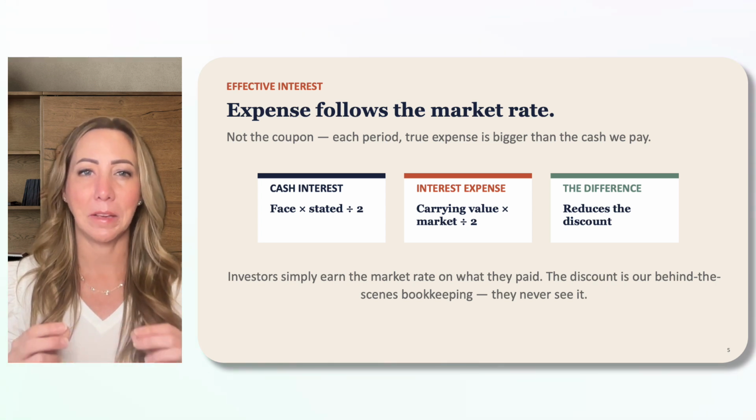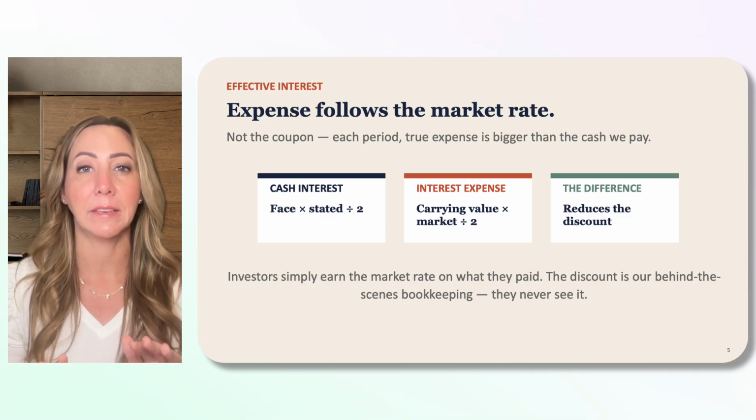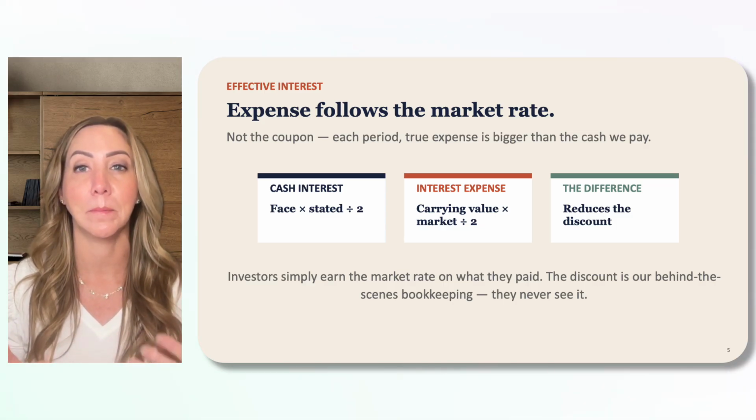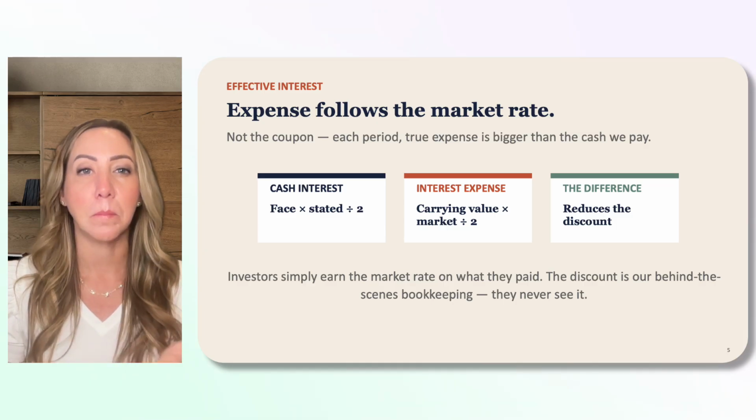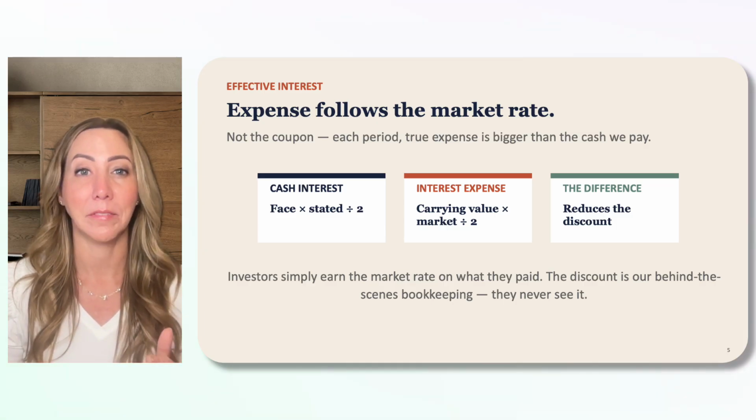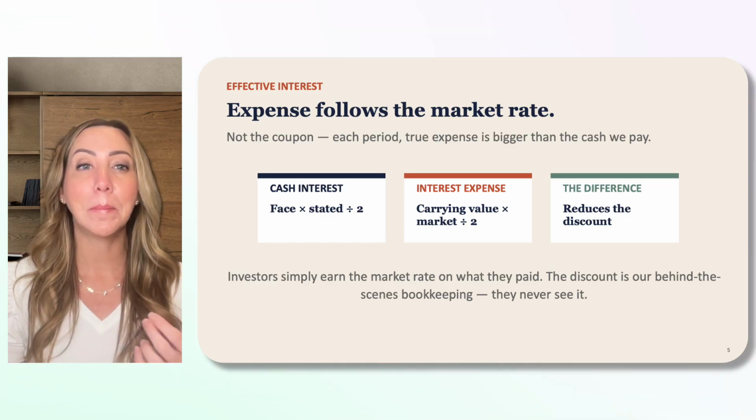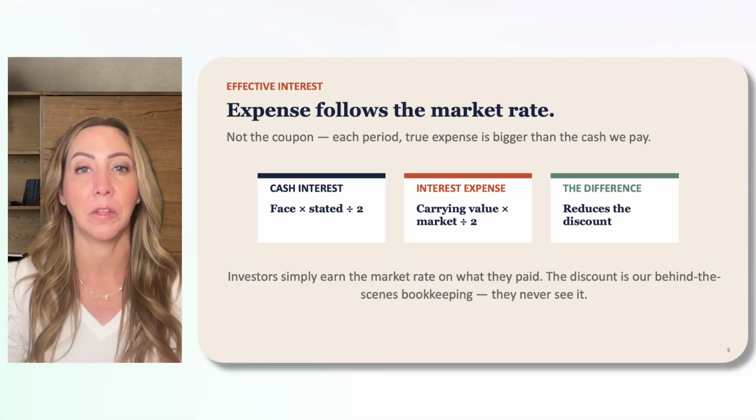And here's a point I want to make clear, because students often think that this whole thing seems unnecessarily complicated for a regular person just trying to invest their money in the bond market. The investor, that is the bondholder, has no idea we're doing any of this. They don't see a discount account. They don't see an amortization schedule. They simply paid a price and they expect to earn the market rate on their money, period.